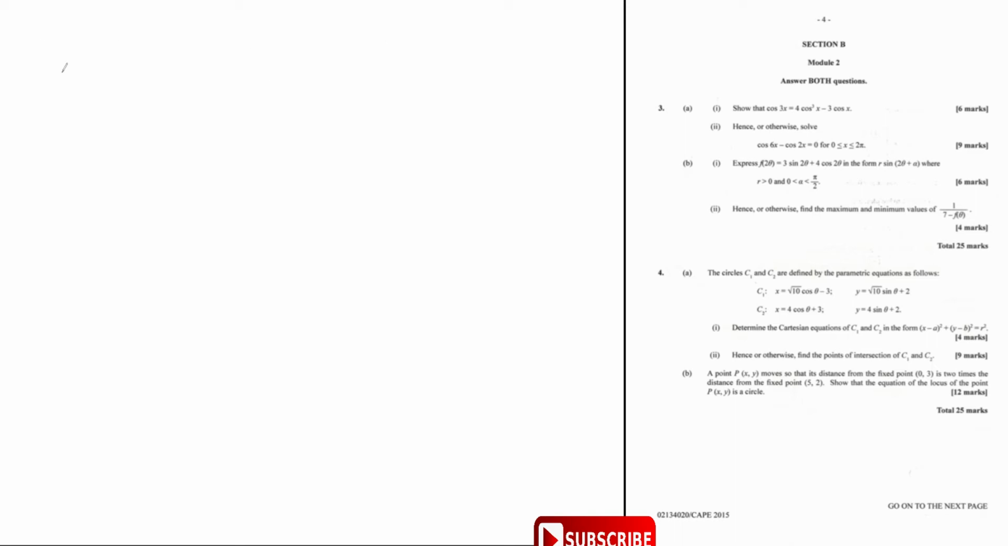All right. So first thing, I like to start with the left-hand side. Our left-hand side is cos 3x. Now, as we know, cos 3x we can rewrite as the cos of 2x plus x.